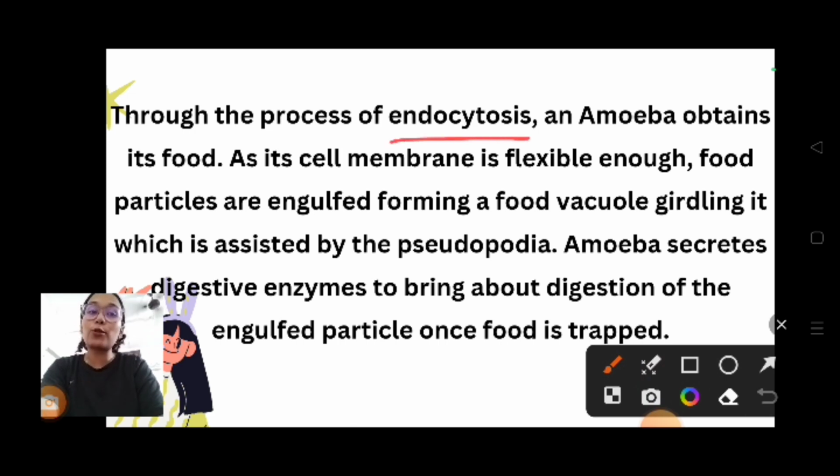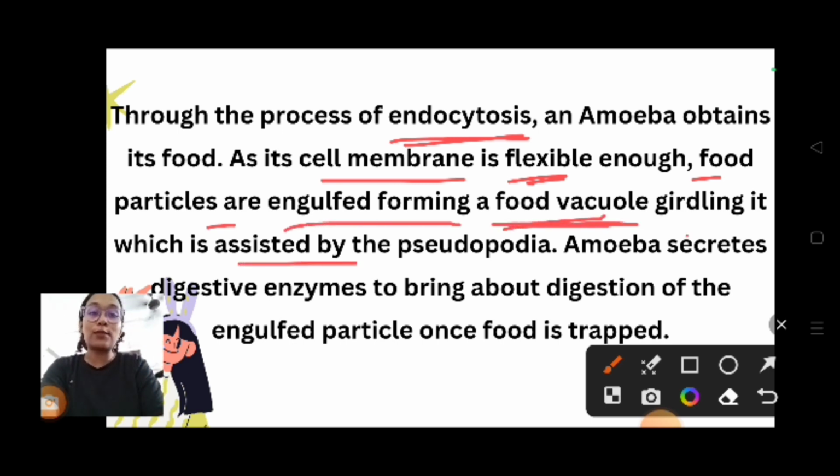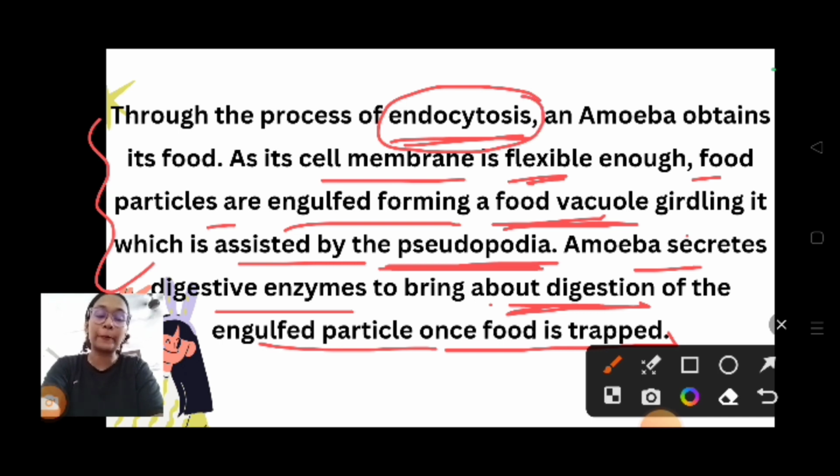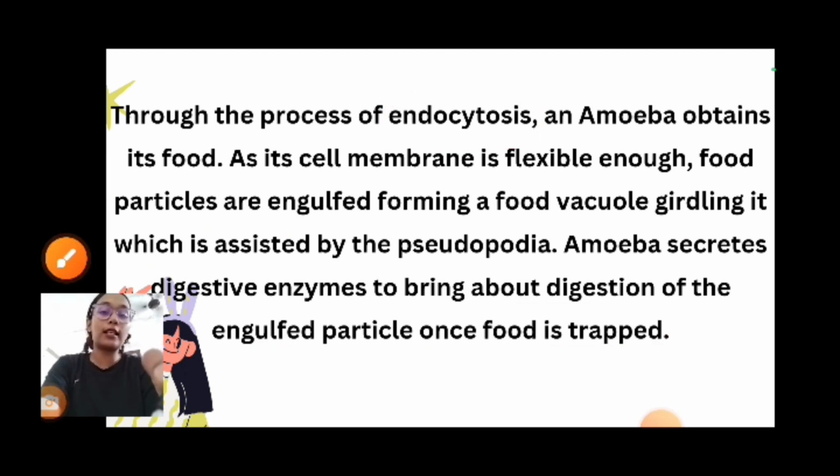Through the process of endocytosis, an amoeba obtains its food. As its cell membrane is flexible, food particles are engulfed, forming a food vacuole, which is assisted by the pseudopodia. Pseudopodia are the false feet of the amoeba. Once the food is trapped, the amoeba secretes digestive enzymes and undergoes digestion of the engulfed particles. This is how an amoeba obtains its food through the process of endocytosis. Is it clear to you all?